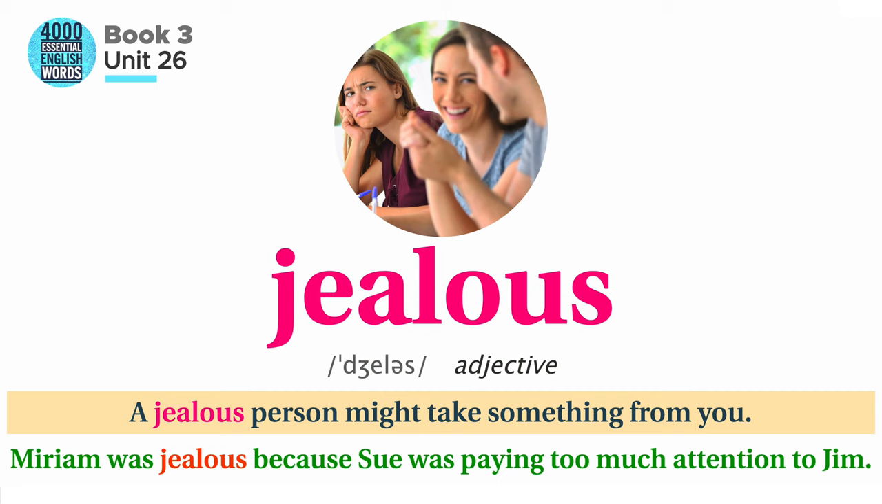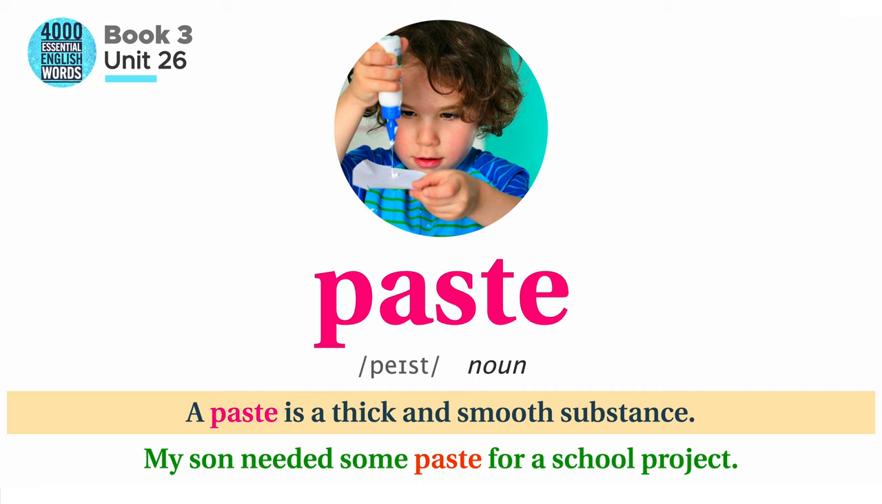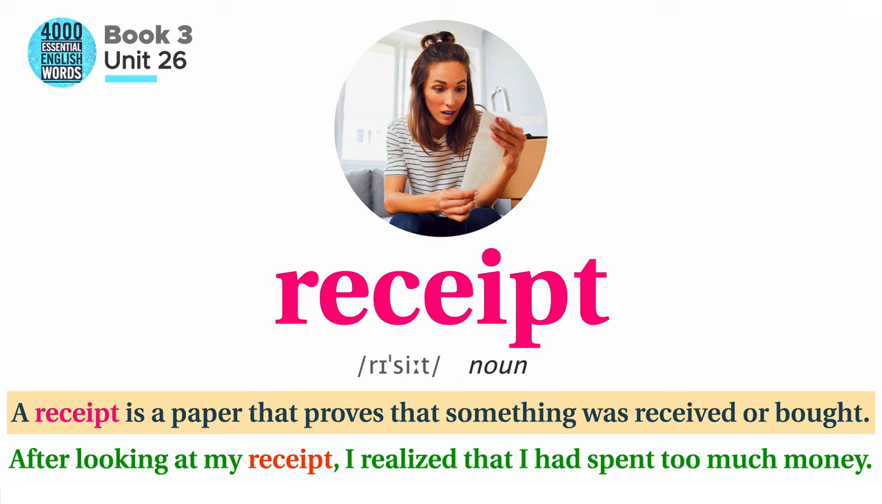Jealous. A jealous person might take something from you. Miriam was jealous because Sue was paying too much attention to Jim. Paste. A paste is a thick and smooth substance. My son needed some paste for a school project. Receipt. A receipt is a paper that proves that something was received or bought. After looking at my receipt, I realized that I had spent too much money.